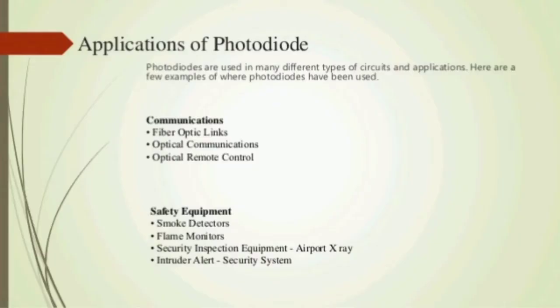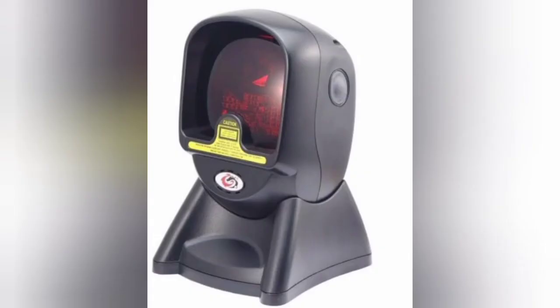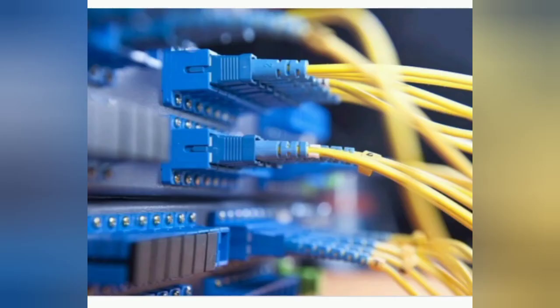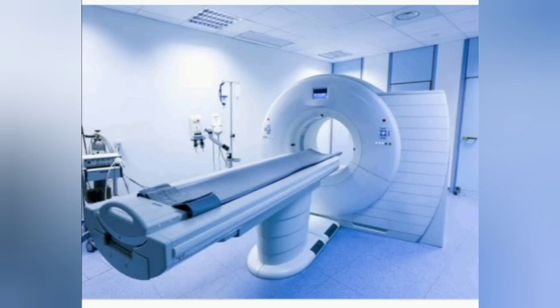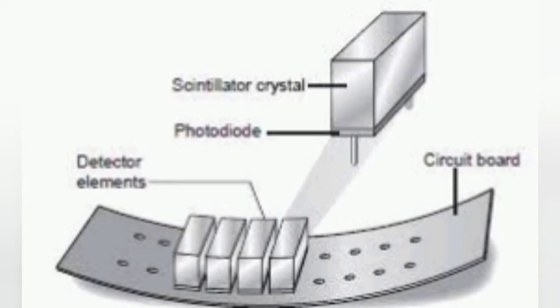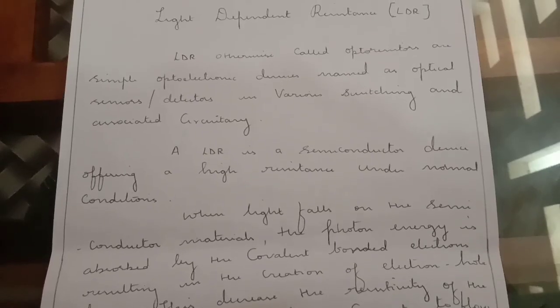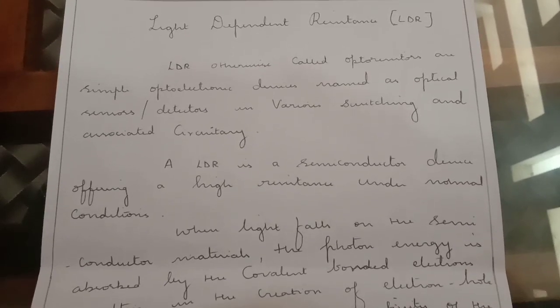Talking about the applications of photodiode, it is widely used in cameras, and in safety equipment such as smoke detectors, flame monitors, etc. It is also used in barcode scanners and optical fiber communication systems, and it plays a vital role in the medical field. It is used in CAT scanners, that is computerized tomography scans, and in oximeter monitoring, etc. Our next topic is light dependent resistance or LDR.